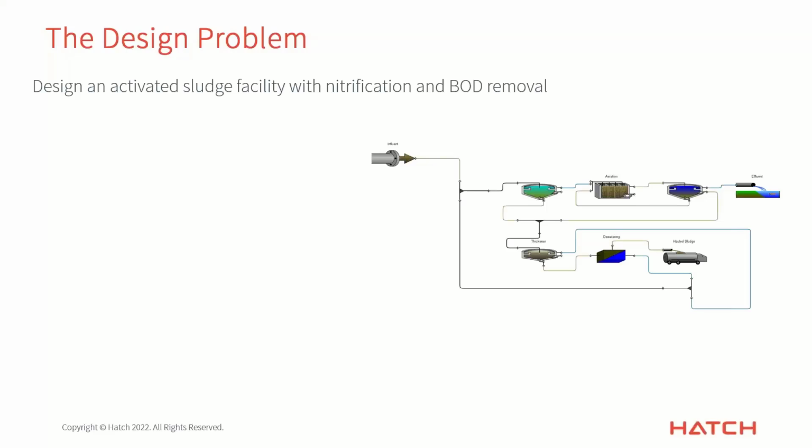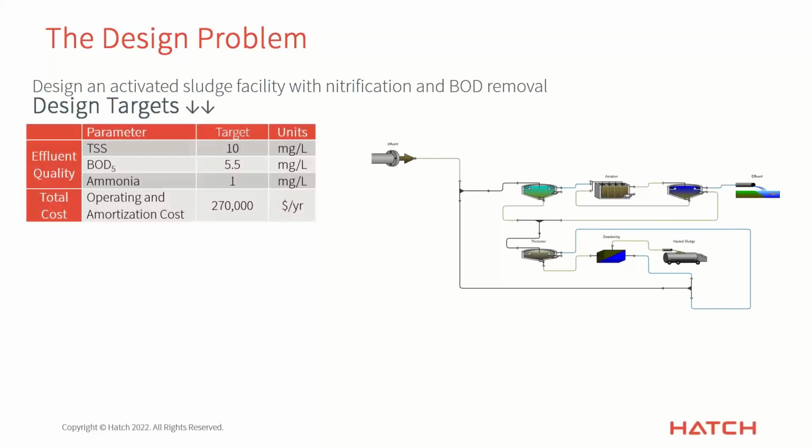All right, so for the purpose of this case study, we can just imagine that I'm an engineer and I'm working on this design. So I've been given some design targets. The TSS needs to be less than 10 milligrams per liter. The BOD needs to be less than 5.5 milligrams per liter. The ammonia needs to be less than 1. And then this operating and amortization cost, I want to keep below $270,000 a year.